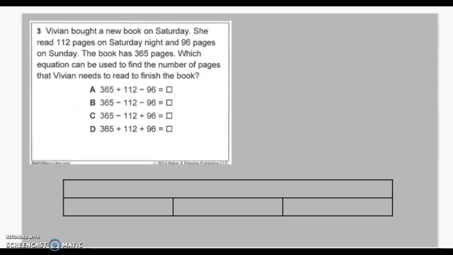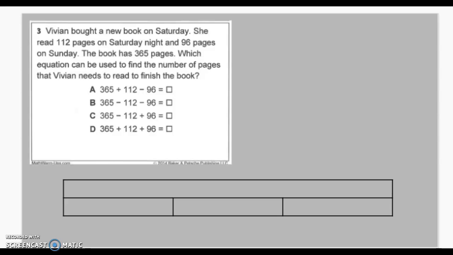All right, let's look at this one. Vivian bought a new book on Saturday. She read 112 pages on Saturday night and 96 pages on Sunday. The book has 365 pages. Which equation can be used to find the number of pages that Vivian needs to read to finish the book?